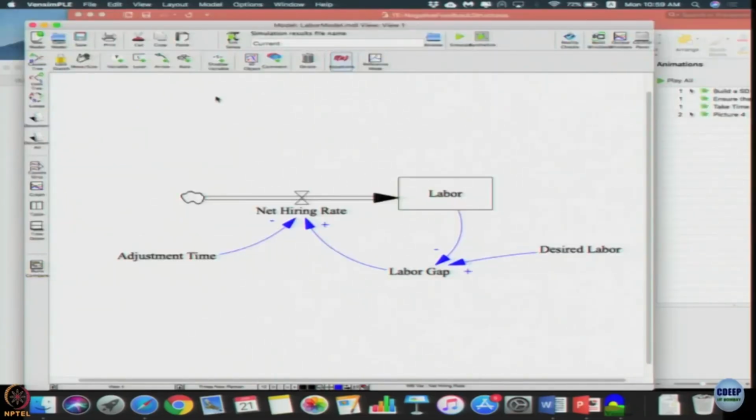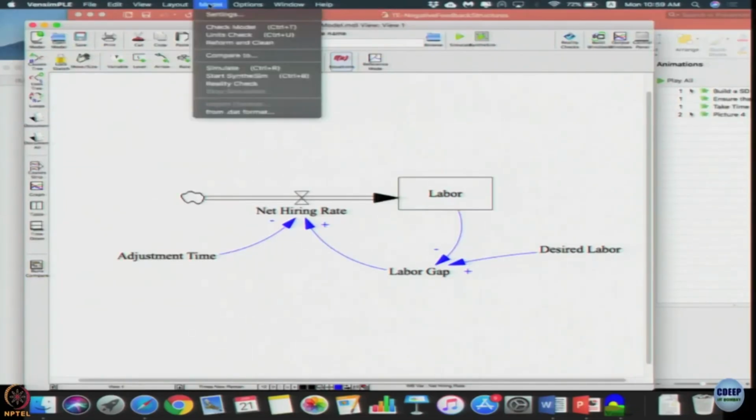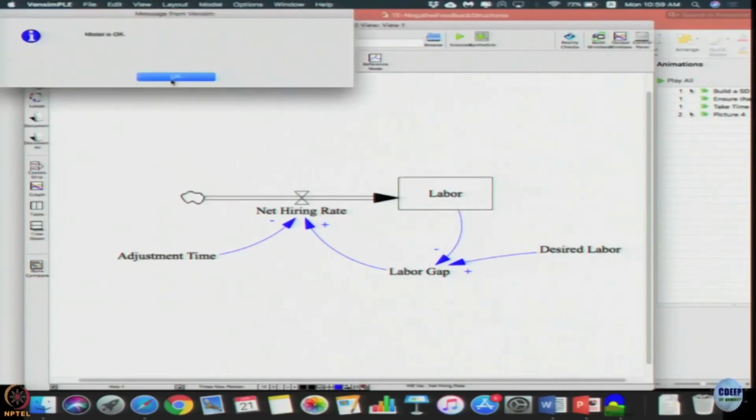It is case sensitive and very sensitive. Somewhere you use person, somewhere else you use persons. It is just a string, so it will say it is wrong. Units don't match. It is just a piece of software, it is not going to parse your English. So once you have got this, you can do model, check model. It should say model is okay.